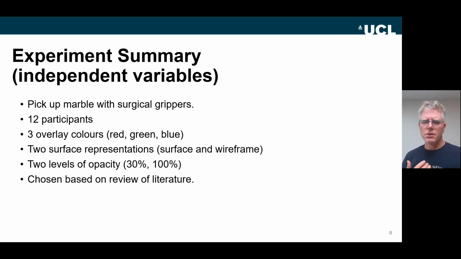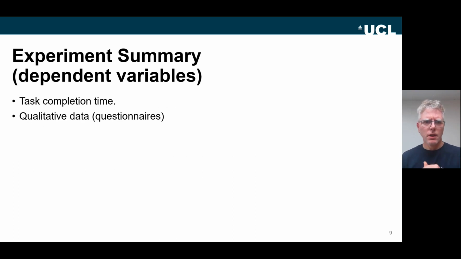We tested this under various conditions. So the test is pick up a marble. We recruited 12 participants. These were just colleagues and students in our own department. They weren't trained surgeons. We used 3 different overlay colors, red, green, blue, 2 surface representations, surface and wireframe, and 2 levels of opacity. These values were basically chosen based on what people are doing in the literature. There's more advanced ways to do it, but at this stage we just wanted to keep it fairly simple. Things we measured: task completion time in seconds, and we collected a lot of qualitative data via questionnaires, NASA TLX scores, etc.